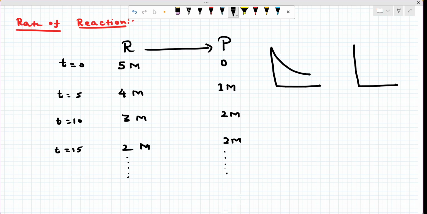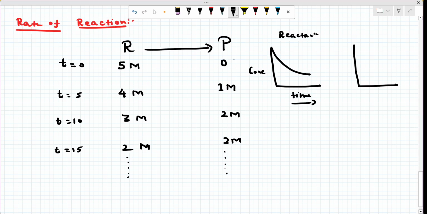This axis is time, and this is concentration. Yes or no? At 0 seconds it is 5 molar, at 5 seconds it is 4 molar, right? At 10 seconds it is 3 molar. During the time interval, the concentration decreases, yes or no? Okay, now this is the reactant graph.